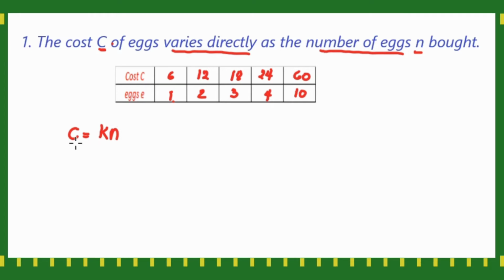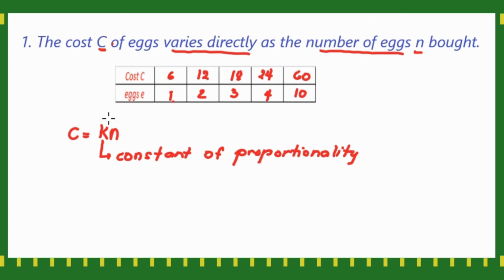C stands for cost, N stands for the number of eggs. Yung K dito, ito yung tinatawag nilang constant of proportionality or the variation constant. So paano makukuha yung value ng K? So we have this equation C is equal to KN. So, I'll divide both sides by N para ma-solve ko si K. So, cancel. N divided by N is equal to 1. So, 1K is equal to C over N.